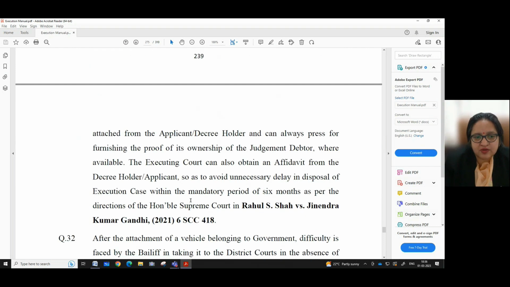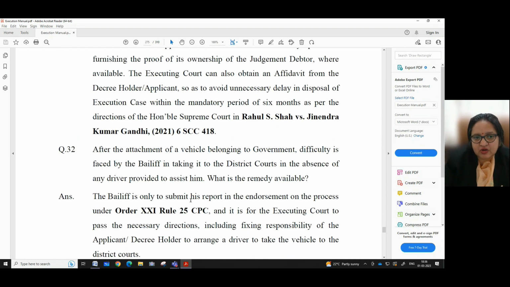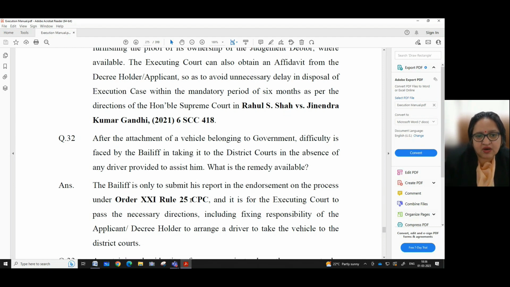of properties sought to be attached from the applicant or decree holder, and can always press for furnishing the proof of its ownership of the judgment debtor where available. The executing court can also obtain an affidavit from the decree holder or applicant so as to avoid unnecessary delay in disposal of execution case within the mandatory period of 6 months, as per the direction of the Honorable Supreme Court in Rahul S. Shah versus Jinendra Kumar Gandhi, 2021, Volume 6, Supreme Court Cases 418.